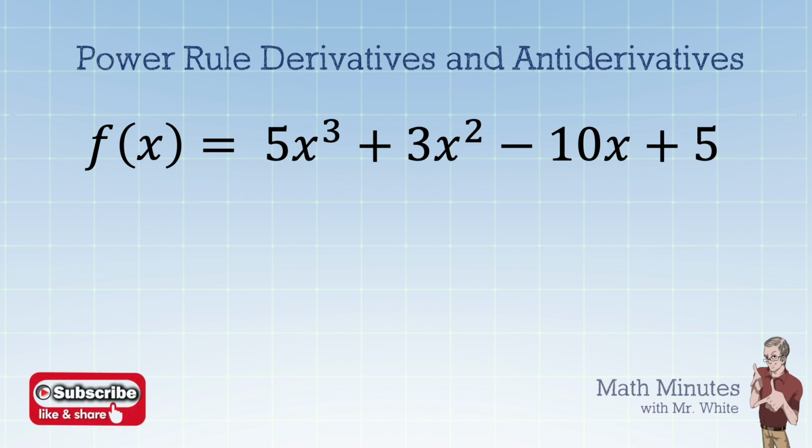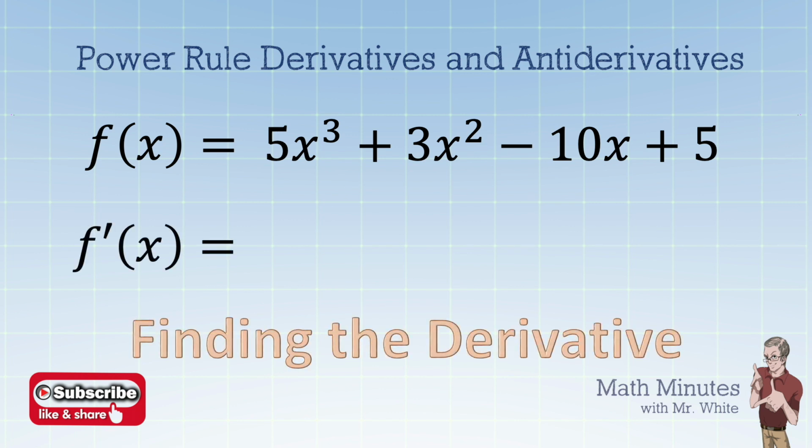And all we do is we use the power rule on each term separately. So we're going to be finding the derivative. We'll find f prime when we're done. So on that first term, 5x to the third, what we do is we throw that exponent out front. Now we have a 5 there already, so we have to multiply 5 times 3. We get 15. And then we reduce the exponent by 1, which means we've got x squared.